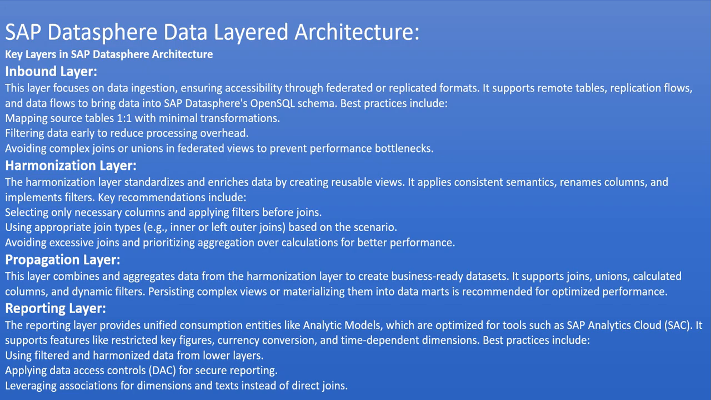Here is the SAP Datasphere data layered architecture. There are four important layers: the inbound layer, the harmonization layer, the propagation layer, and the reporting layer. We'll discuss them later.